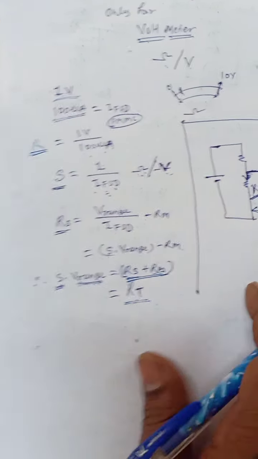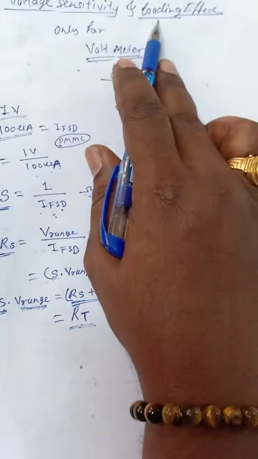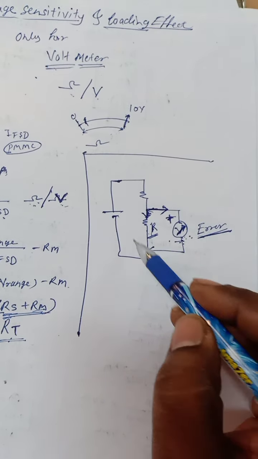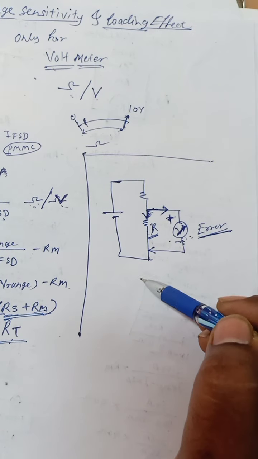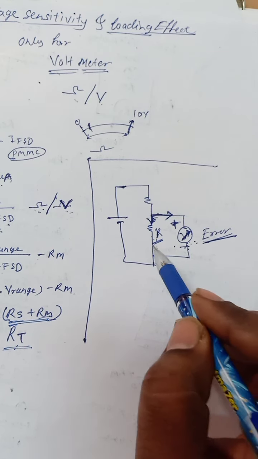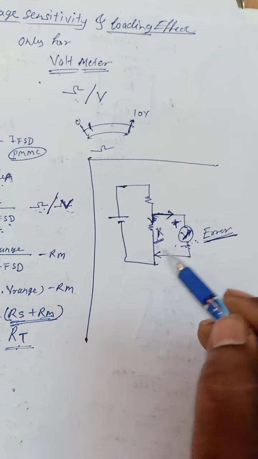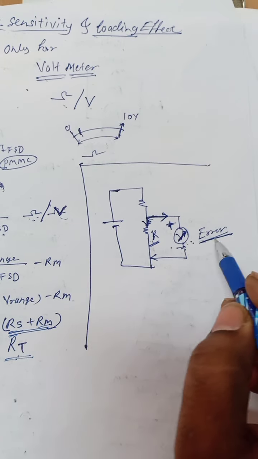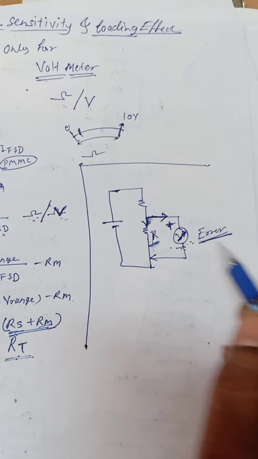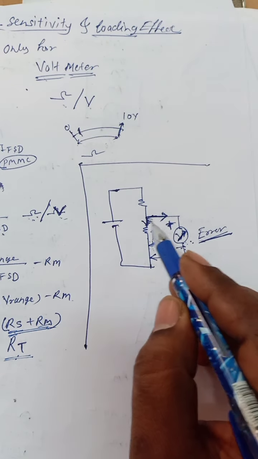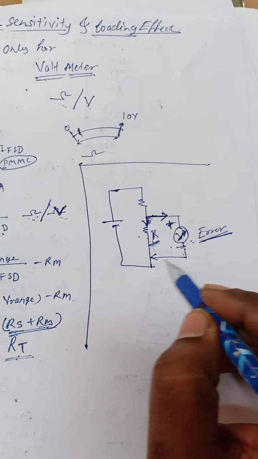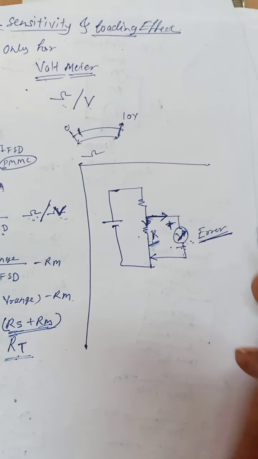Another one is the loading effect. So loading effect means what? This voltmeter is used to measure a voltage in a circuit across any resistor. So this voltmeter is connected across the resistor. Suppose we want to measure the voltage across this resistor, then you have to connect the voltmeter across this resistor.